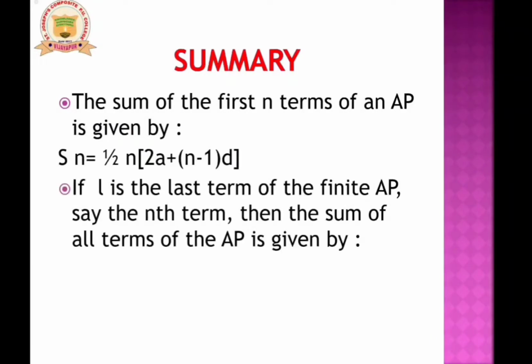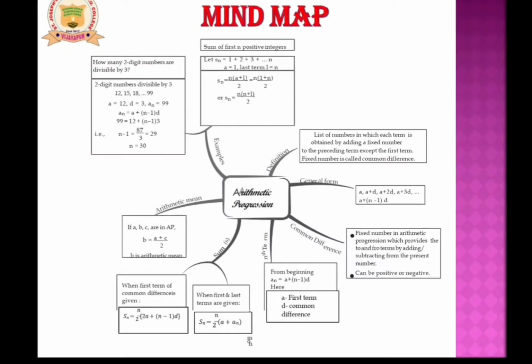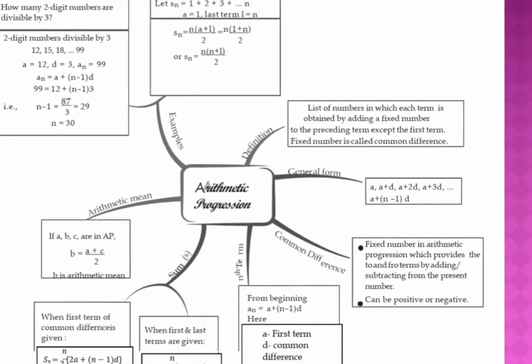If l is the last term of the finite AP, say the nth term, then the sum of all terms of the AP is given by Sn is equal to 1 by 2 into n into a plus l, or n by 2 into a plus l. This is the mind map. Look at this mind map.